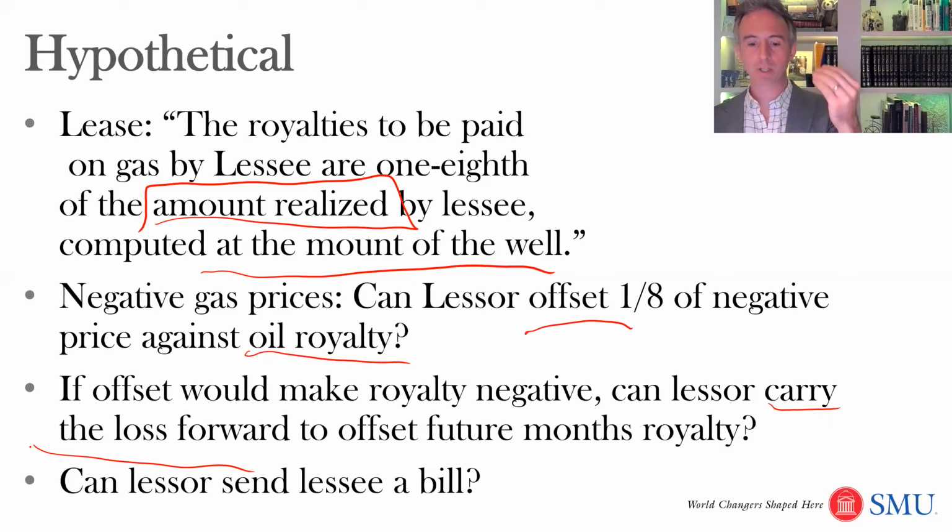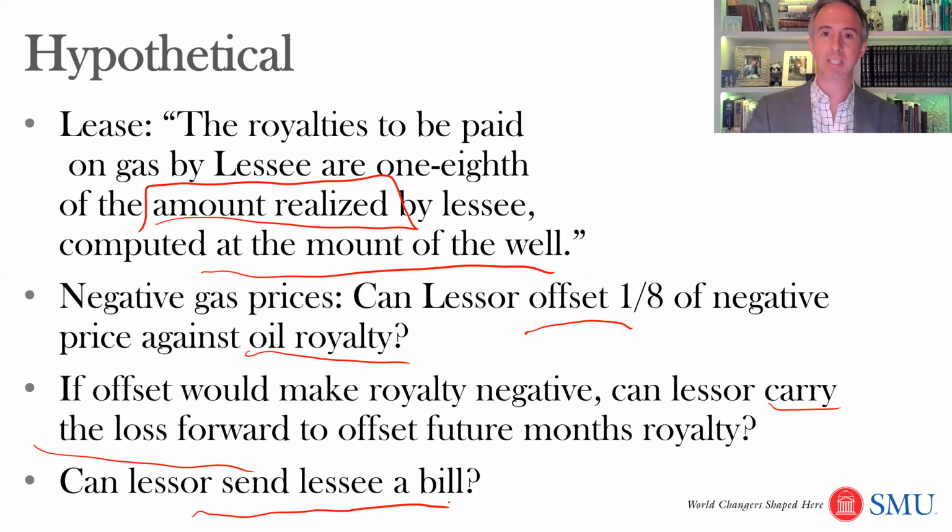Okay, a third question. What if the oil and gas company says, I don't want to wait till next month to get my money back? You owe me $50 now. If you look at the value of 1/8 of your oil and gas, for this month, it was negative. For this month, it was negative $50. So here's a bill, pay me $50. Can the lessor send the lessee a bill?